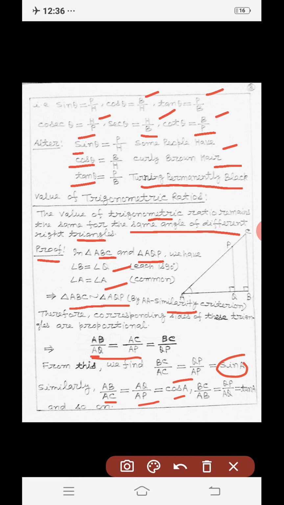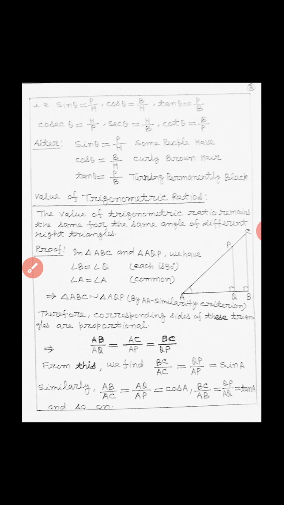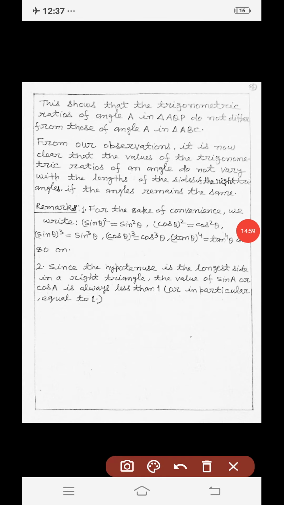And the second relation is AB by AQ is equal to BC by QP, and this can be written as BC by AB is equal to QP by AQ, and this is equal to tan A. We can easily see from the figure, and so on. This shows that the trigonometric ratios of angle A in triangle AQP do not differ from those of angle A in triangle ABC.